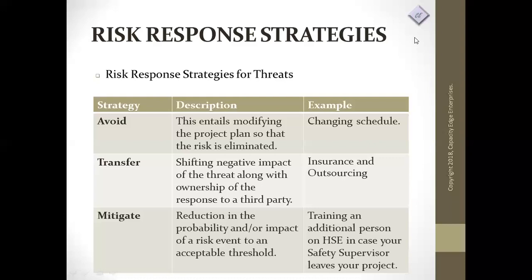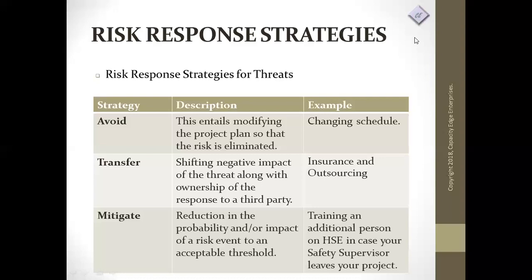So for example, a building construction company has gotten a project that involves construction and interior decoration. Their core area is construction, not interior decoration. So if they try to handle the interior decoration part on their own, they would most likely do a shoddy job. So they can transfer that risk to another company whose core area is interior decoration. So insurance and outsourcing are under transfer.